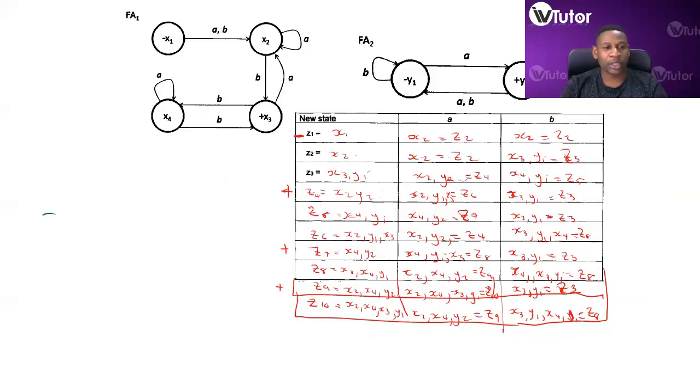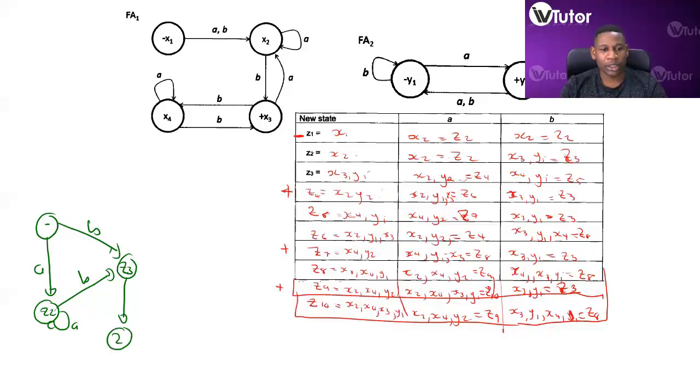We start with an initial state. The initial state goes to Z2 with an A, and with a B we go to Z3. If you're in Z2 and you encounter an A, you stay in Z2. If you're in Z2 and you encounter B, you go to Z3. If you're in Z3 and you encounter an A, you go to Z4. If you are in Z3 and you encounter B, you go to Z5. If you're in Z4 and you encounter an A, you go to Z6. If you're in Z4 and you encounter a B, you go to Z3.